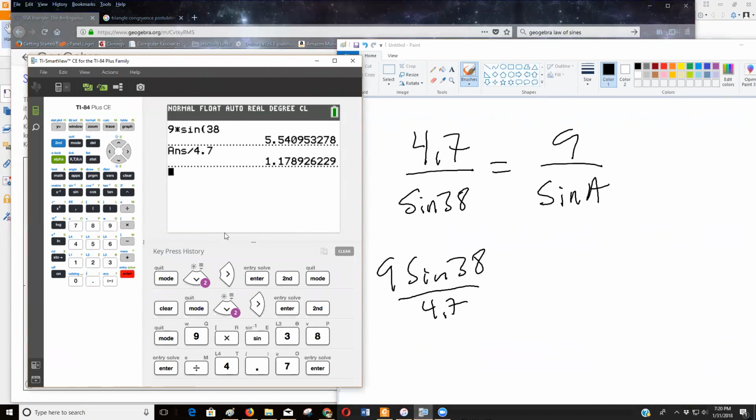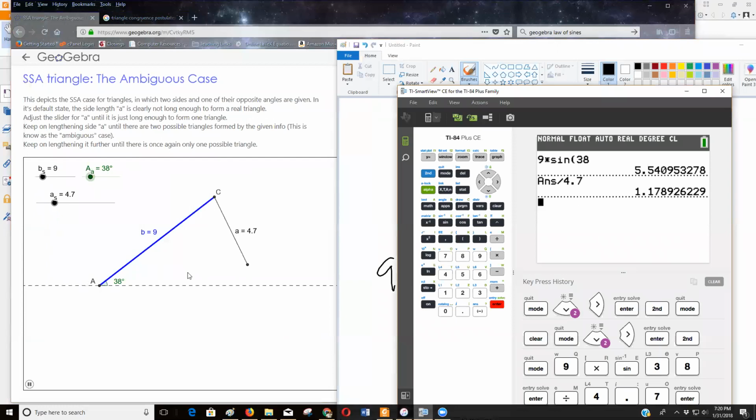And as you see, I get a number bigger than 1. If I try to do the arc sine of that, I'm going to get an error, because the maximum value the sine can take is 1, right? So right there, that tells me there's no triangle possible. And I could really tell that without even looking at this graph or this GeoGebra applet: there's no triangle possible.